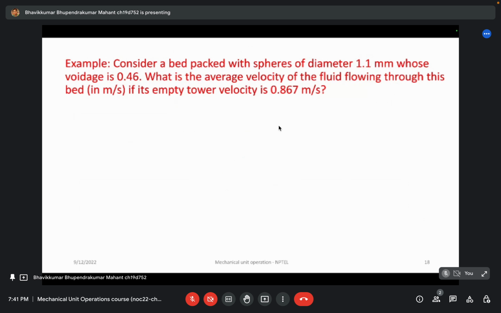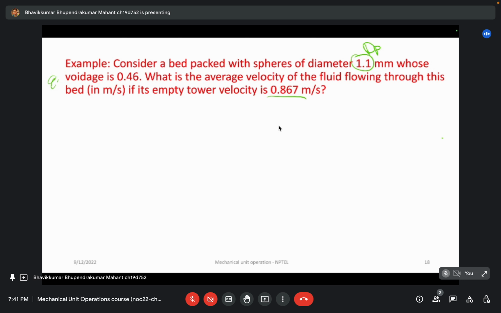Now there is another example in which consider a bed packed with spheres of diameter 1.1 millimeter. Here dp is equal to 1.1 millimeter, whose voidage is 0.46. I just considered the same voidage. What is the average velocity of the fluid flowing through this bed in meter per second if its empty tower velocity is 0.867 meter per second? The superficial velocity or empty tower velocity is 0.867 meter per second. It is given. Now you need to find that average velocity when this diameter particle is packed into the packed bed.